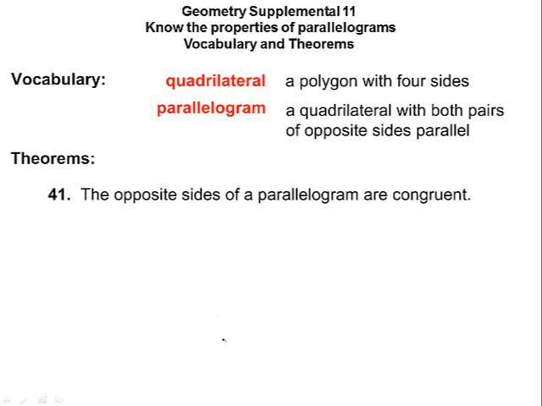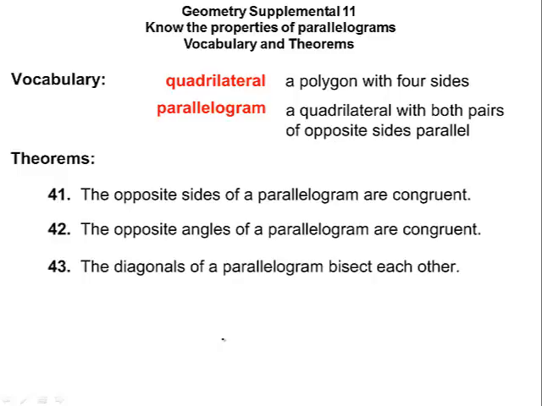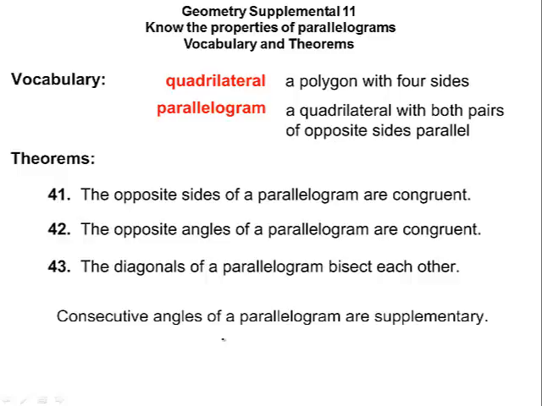Okay, we have some theorems about parallelograms. The opposite sides of a parallelogram are congruent. The opposite angles of a parallelogram are congruent. The diagonals of a parallelogram bisect each other. And consecutive angles of a parallelogram are supplementary.